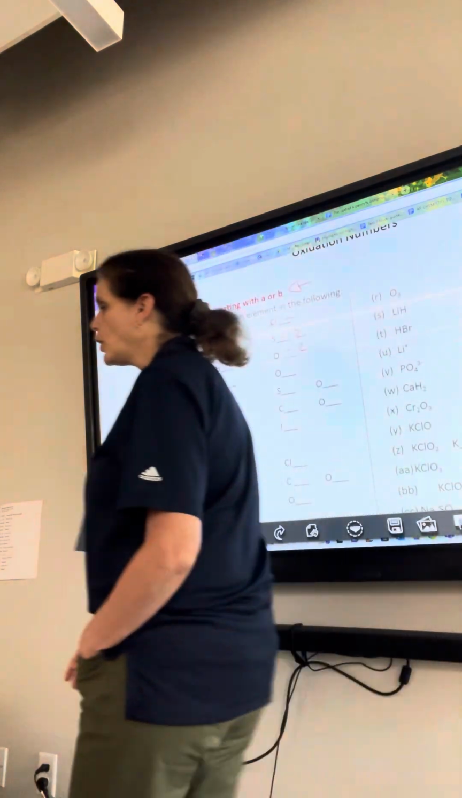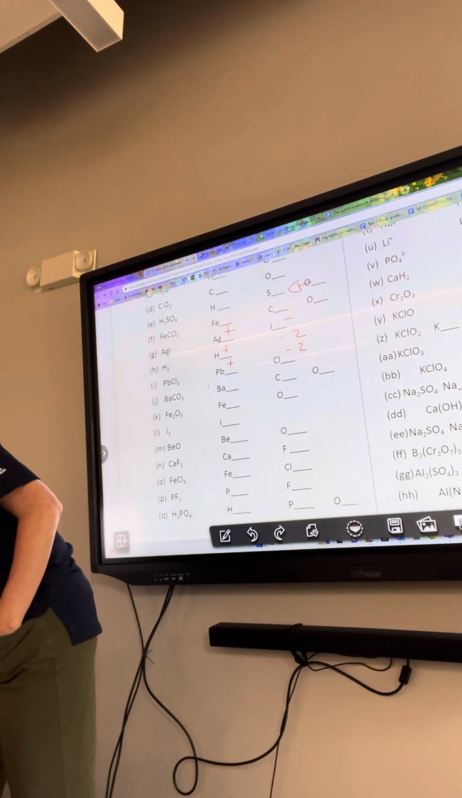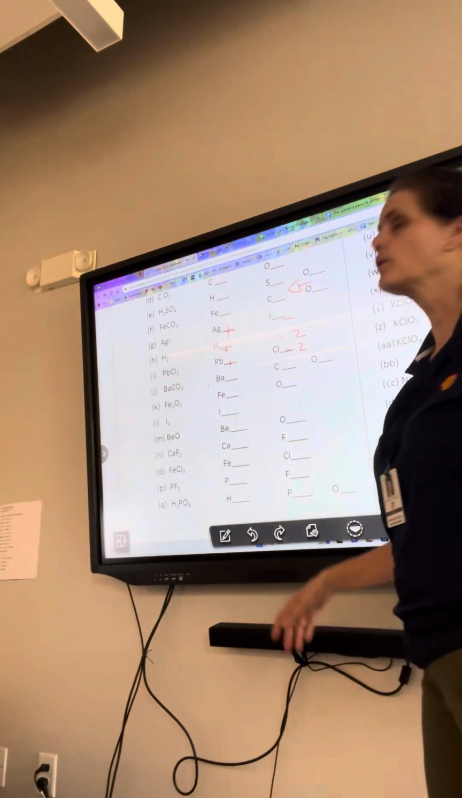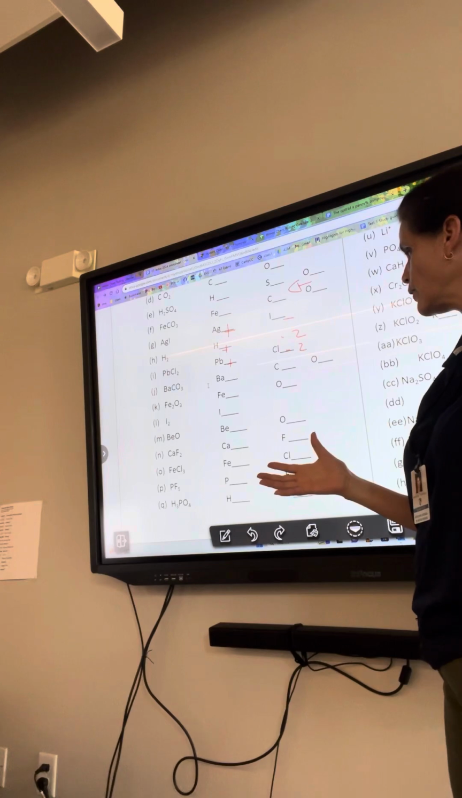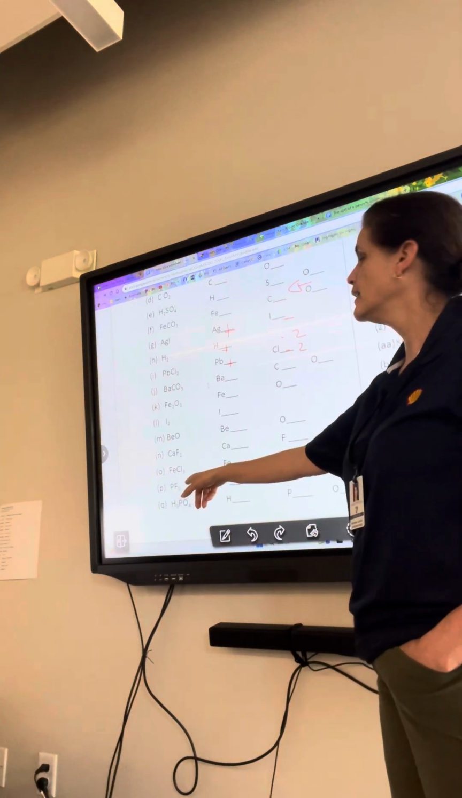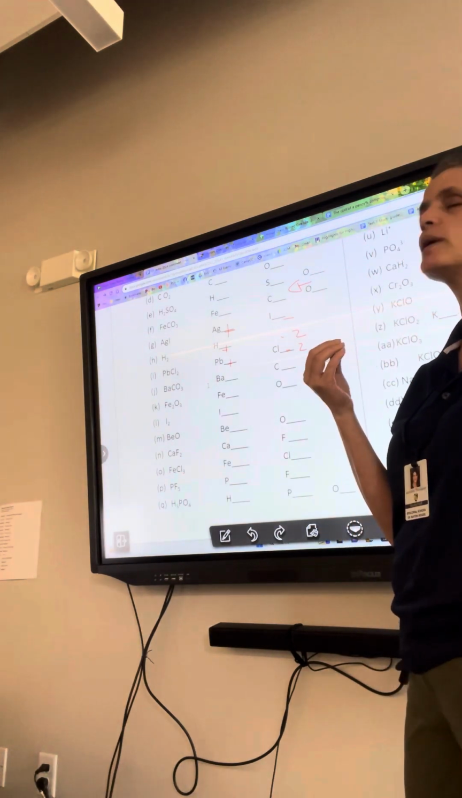Now, these are all easy. The ones that get complicated is when we go into polyatomic ions. Okay, so the ones that people have asked in other classes are like phosphorus pentafluoride. So we have these, they don't actually have charges, right?